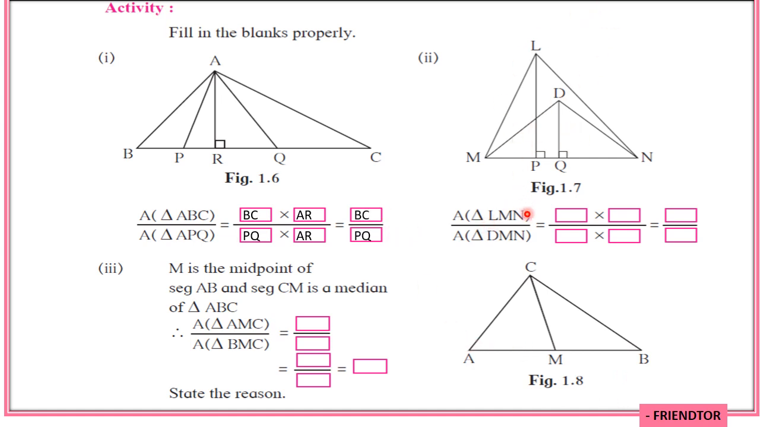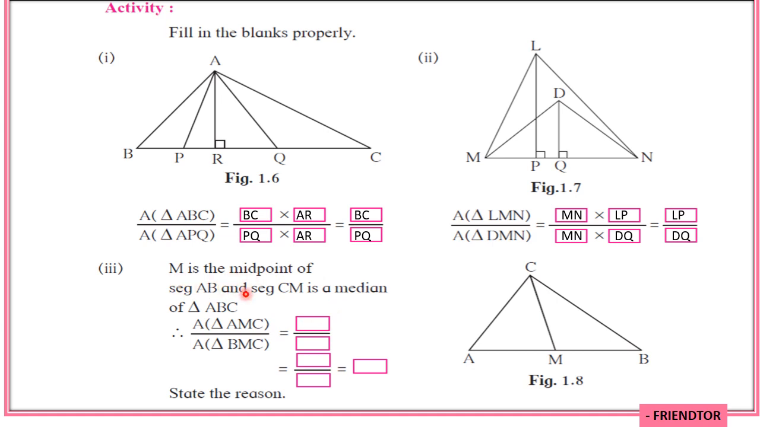Now let's see the next example. Area of triangle LMN upon area of triangle DMN. Now here if you see, the base is common and the heights are different. So base into height, the formula will be MN into LP upon the base, which is again MN, into height DQ. So the length of MN and length of MN will get cancelled and what will remain is LP upon DQ.